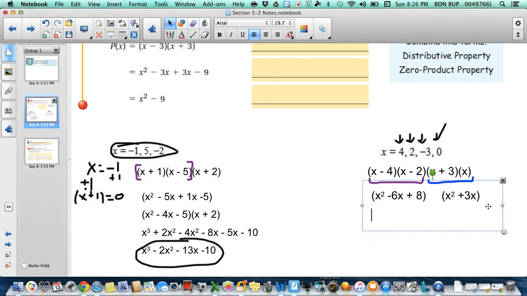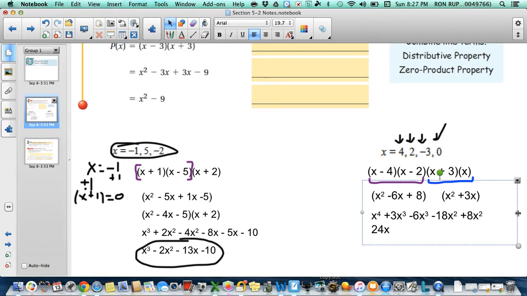And we're going to go ahead and distribute those out. So x squared times x squared is x to the fourth. X squared times 3x is 3x cubed. Negative 6x times x squared is negative 6x cubed. Negative 6 times 3x is negative 18x squared. 8 times x squared is 8x squared. And 8 times 3x is 24x.